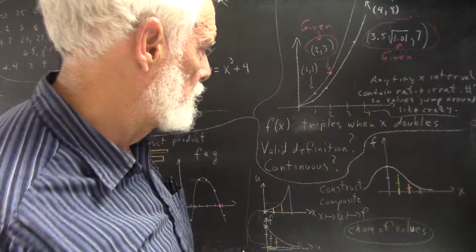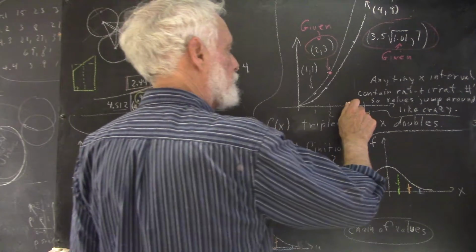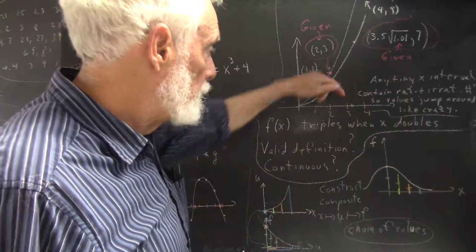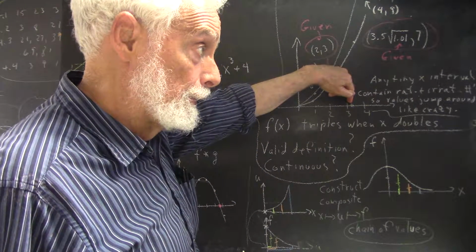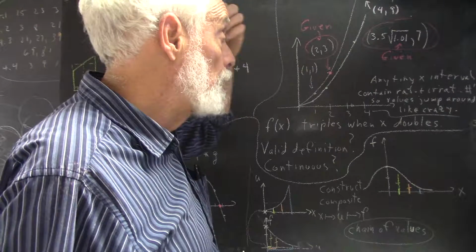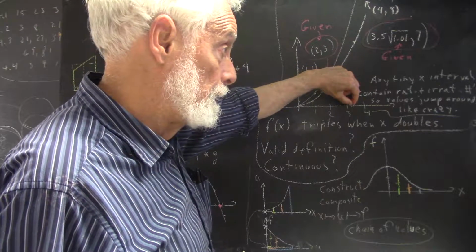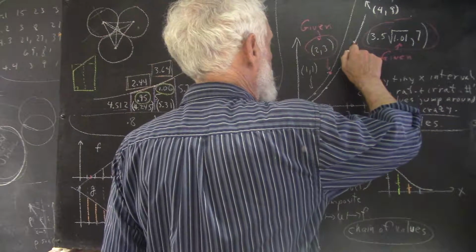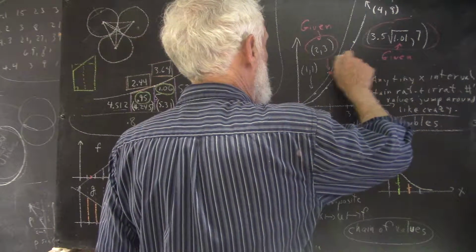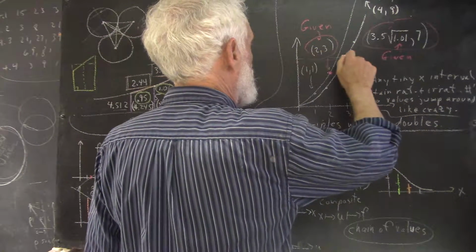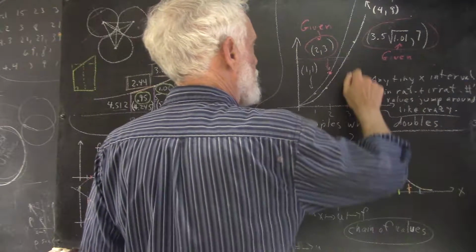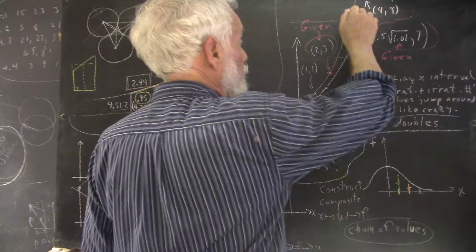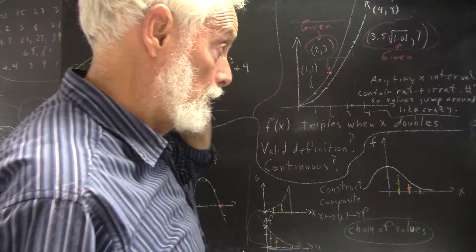You should be able to see that in any tiny interval here, if you accept that there are infinitely many rational numbers within this interval and infinitely many irrational numbers within this interval, then between these two values of x, you've got a lot of values between, let's say, here and here, as well as a lot of values between here and here on this branch, or in this portion of the function.